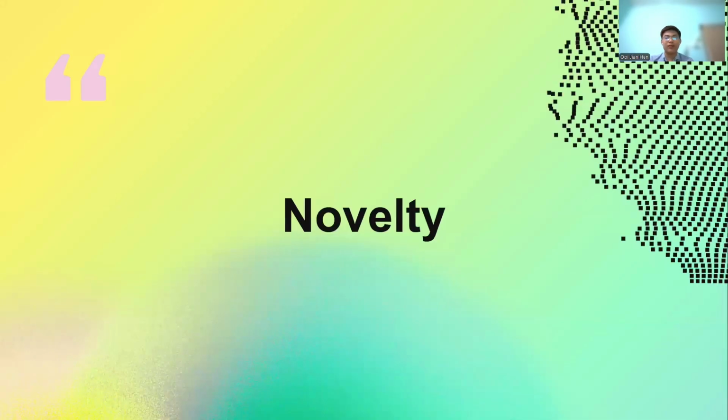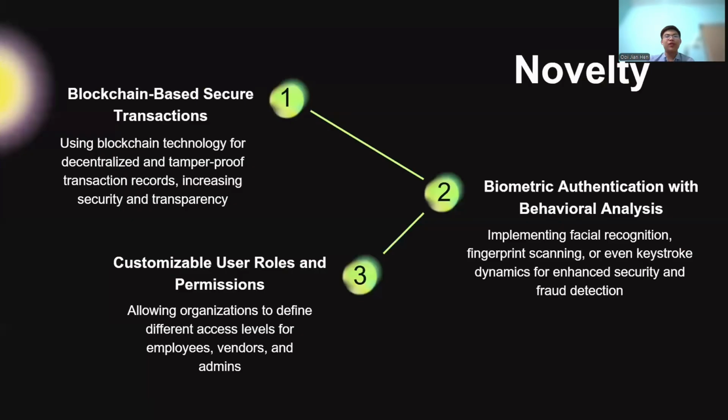And then is the novelty. For the novelty there are also three. The first one is the blockchain-based secure transaction. This uses blockchain technology to make the transaction record tamper-proof, and it can increase the security and transparency. And then is the biometric authentication with behavior analysis. So they need to use maybe their fingerprint to log in and to pay, and also enter their password or their ID to enter and pay.